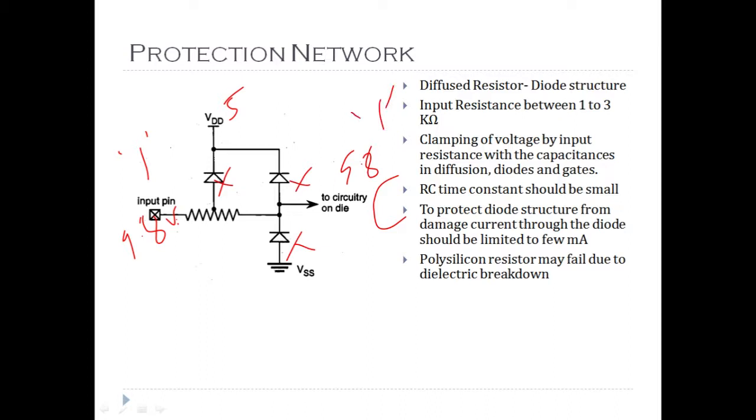So we have seen that when it is 0.3, logic 0 will be applied to the internal circuit. When it is 4.8, logic 1 is applied to the internal circuit. So it's working fine for the voltages within the range. Now let's consider if the voltage here is, let's say, minus 1 volt.